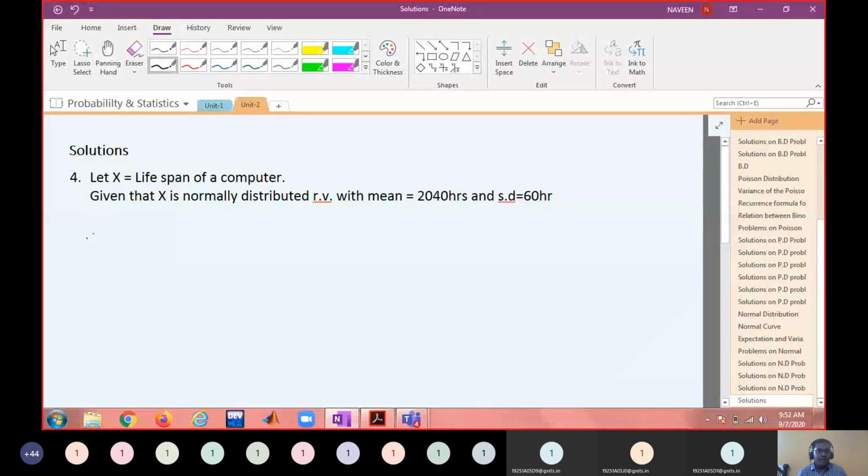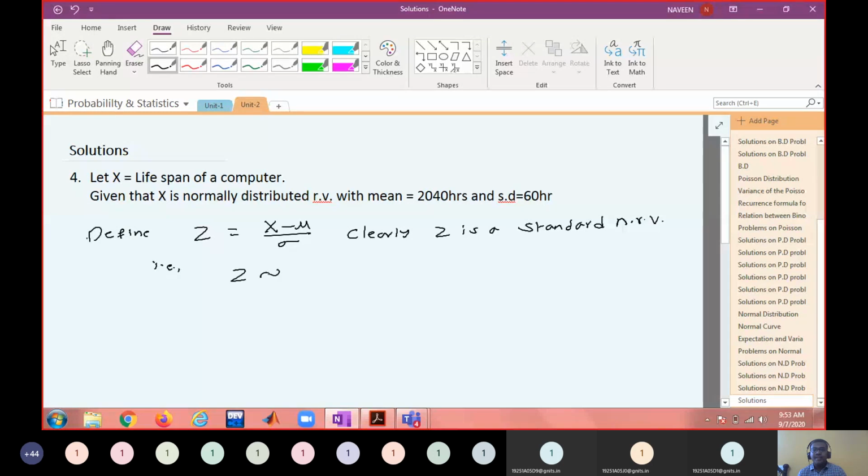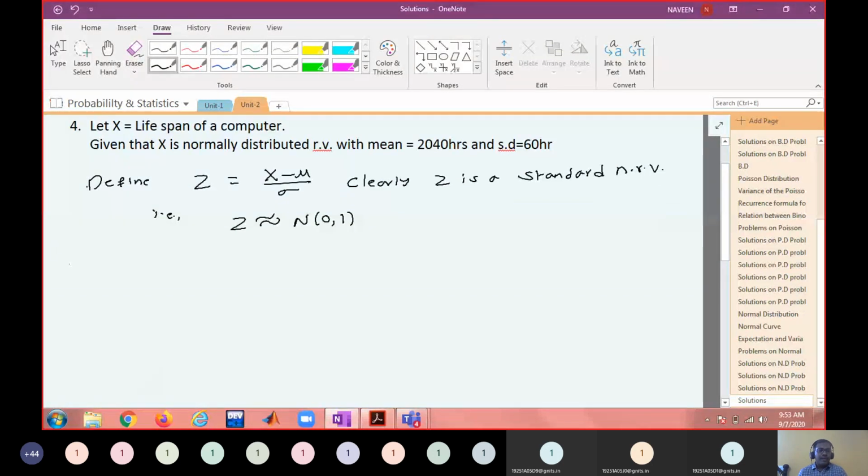What was the first problem? So define Z equal to X minus mu by sigma. Clearly Z is a standard normal random variable, that is, Z is normally distributed with mean 0 and variance 1. Okay, so let us do one by one.